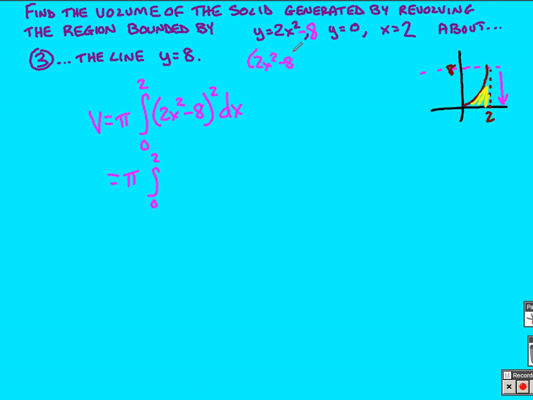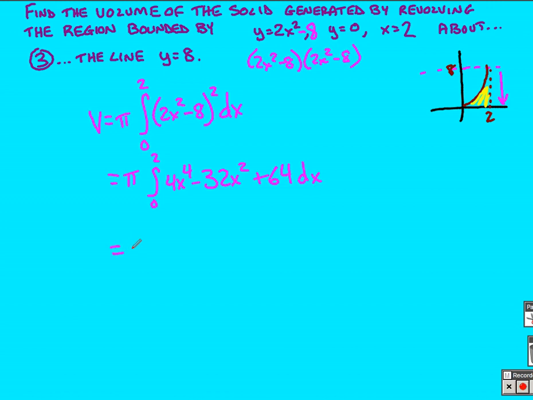This is 2x squared minus 8 times 2x squared minus 8. So that means it'll be 4x to the fourth. I'm going to have minus 16x squared minus another 16x squared to give me minus 32x squared, and then plus 64 on the end, dx.